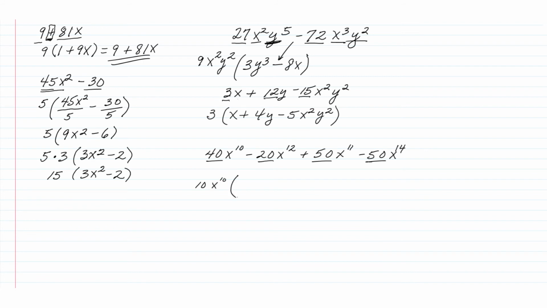When we do that, what's left behind? Well, that's going to give us a 4, because 4 times 10x to the 10th gives us 40x to the 10th. Then minus, how many times does 10 go into 20? It goes in there 2 times, and that's going to give us x squared. Then we're going to have 5x minus 5x to the 4th.